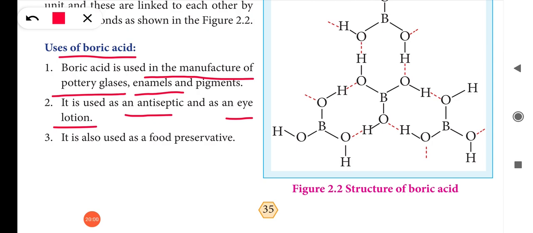It is also used as a food preservative. Boric acid is also used as a food preservative. That's all about boric acid.